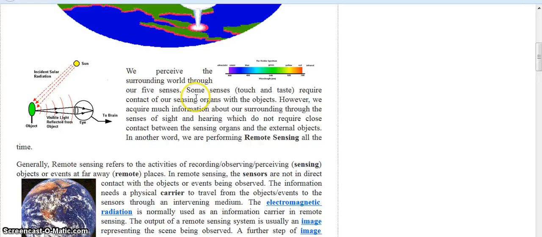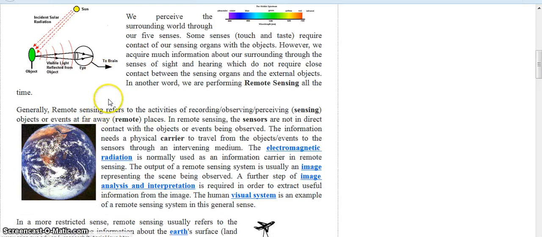We perceive the surrounding world through our five senses. Some senses, touch and taste, require contact of our sensing organs with the objects. However, we acquire much information about our surroundings through the senses of sight and hearing, which do not require close contact between the sensing organs and the external objects. In another word, we are performing remote sensing all the time. So they're saying it's no big deal because we do it when we look at something. Of course, I don't believe that we have microwaves come out of our eyes when we're looking at something.